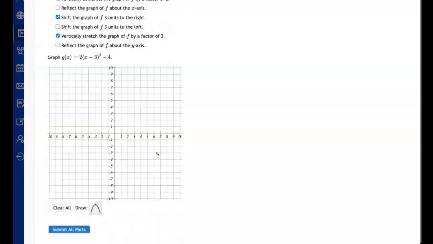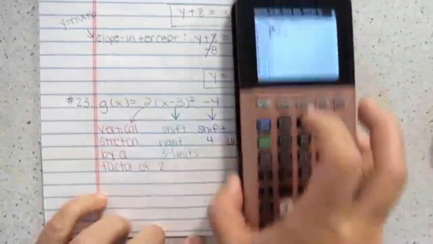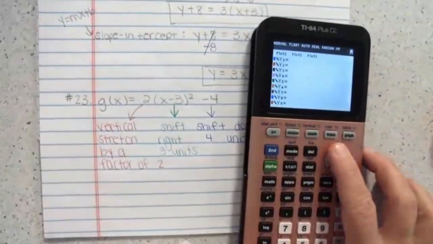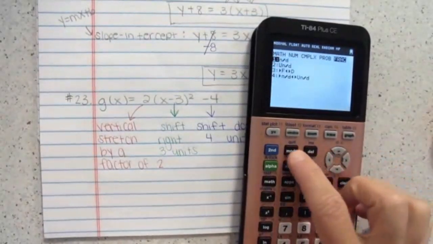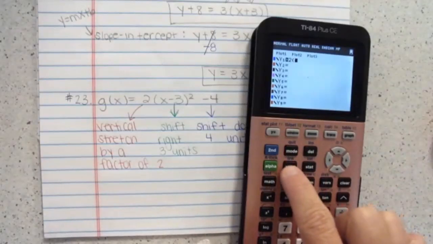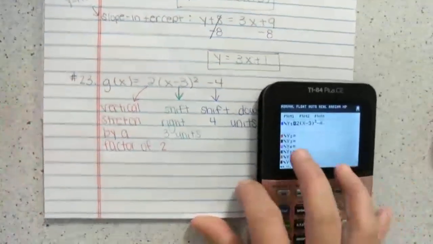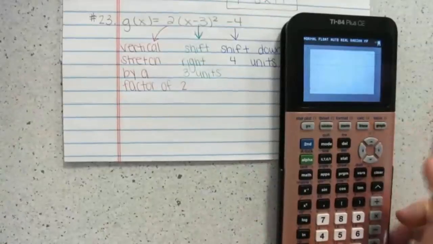Now it says to graph. So in my calculator, I can just plug in y equals 2 in parentheses x, which is next to our alphabet, minus 3, closing my parentheses, hitting the squared button, which is diagonal to the 7, and then minus 4. 2 times x minus 3 squared minus 4. And then pressing graph.